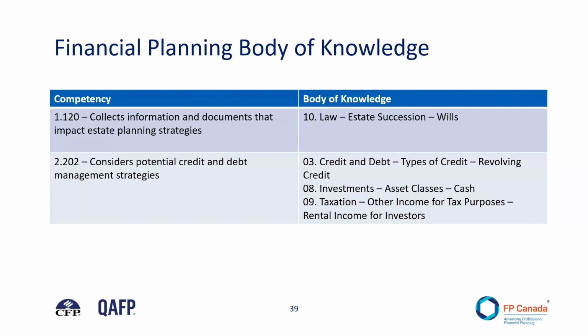Here's another example, Competency 2.202, which is an analysis competency in the financial management area, reads, considers potential credit and debt management strategies. Depending on the client's circumstances, you may need to be knowledgeable about revolving credit, cash, and investments, or perhaps rental income for investors. Then use this knowledge to assess the financial management options which are appropriate for the client.